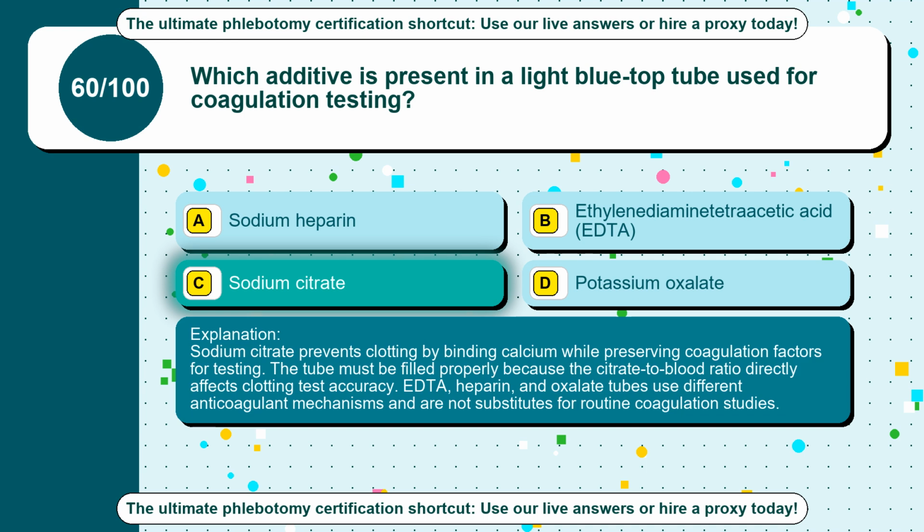Sodium citrate prevents clotting by binding calcium while preserving coagulation factors for testing. The tube must be filled properly because the citrate-to-blood ratio directly affects clotting test accuracy. EDTA, heparin, and oxalate tubes use different anticoagulant mechanisms and are not substitutes for routine coagulation studies.